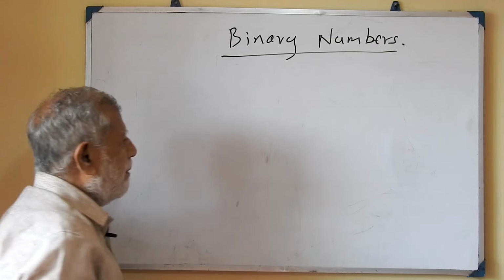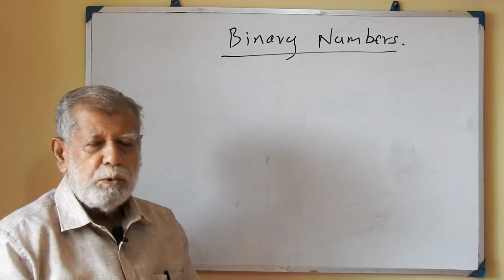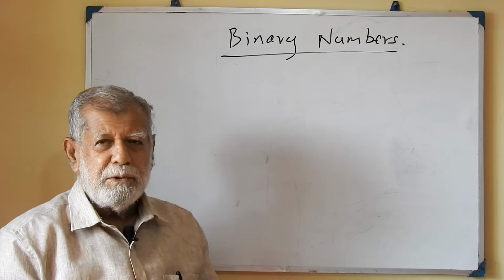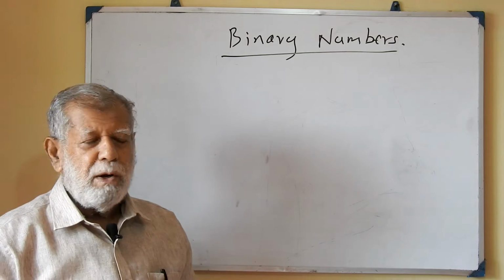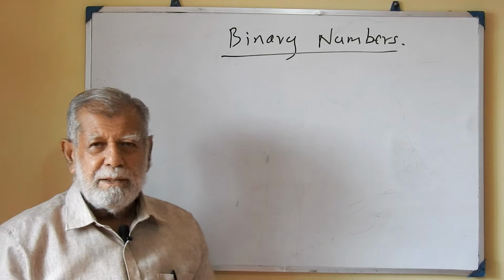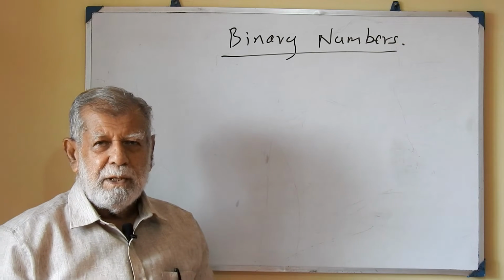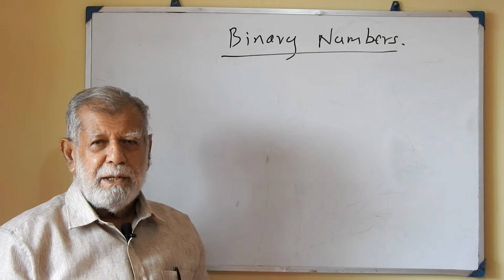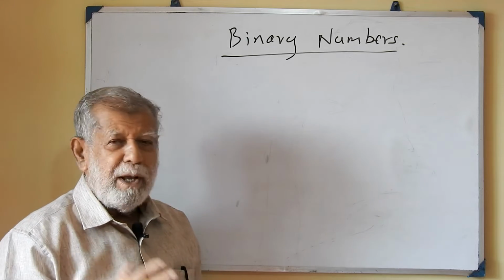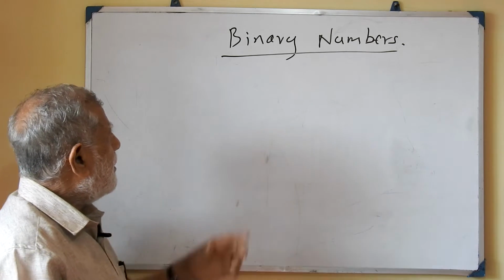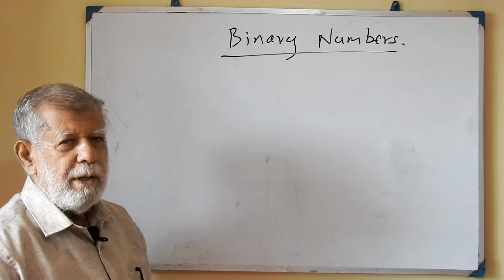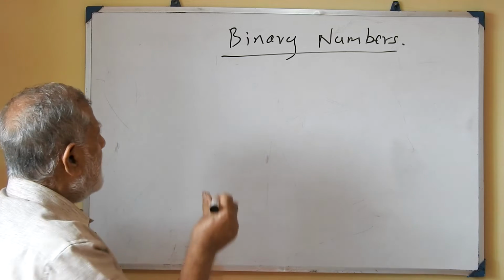Now what are binary numbers? Bi means two, always two. Bicycle means two wheels. Biology means two subjects, zoology and botany. Biology is zoology and botany together. Bi means two. Then, we have decimal numbers.